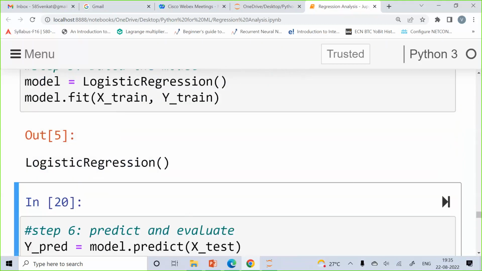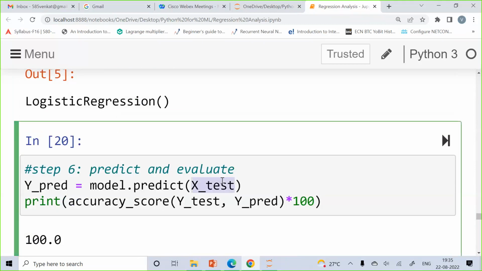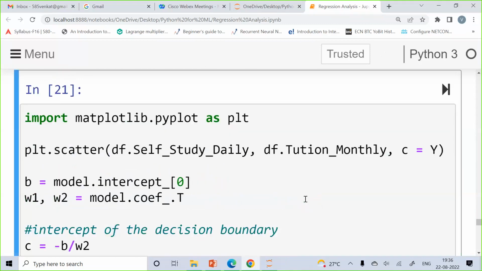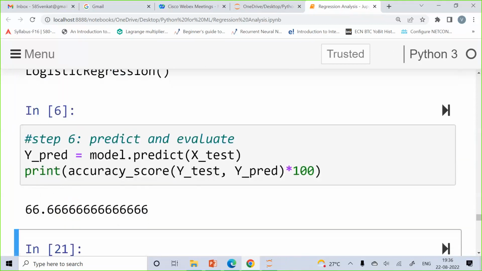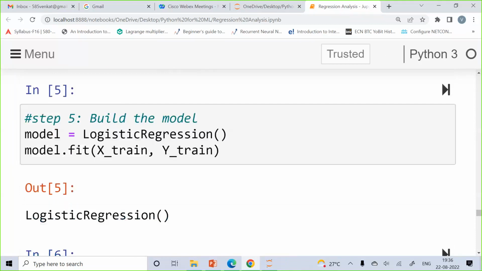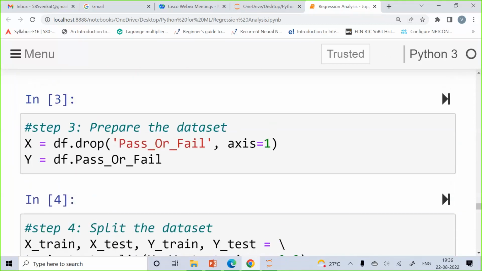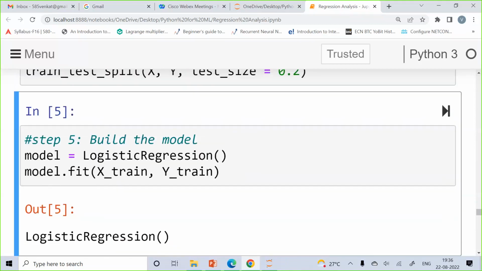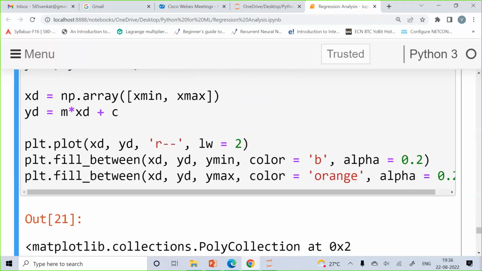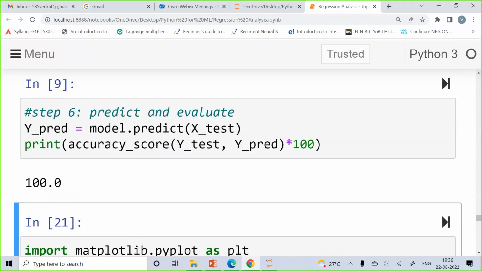So model.predict I am calling on the test data, and I'm evaluating the accuracy score by passing the ground truth Y test and Y prediction, multiplying it by 100 to get the percentage. So here I've got 66.66. Because if I execute it a different time, you may get different results. So now you see that 100%.